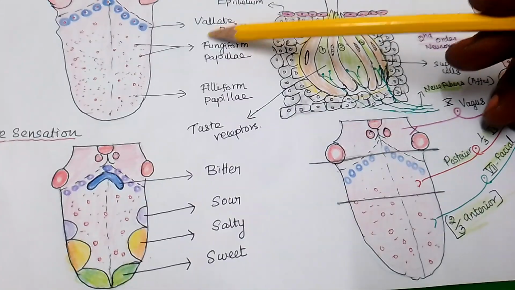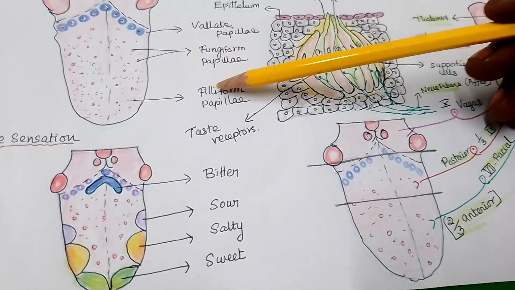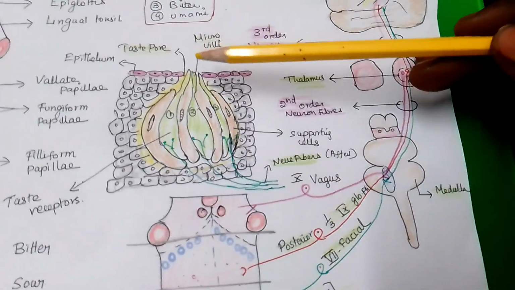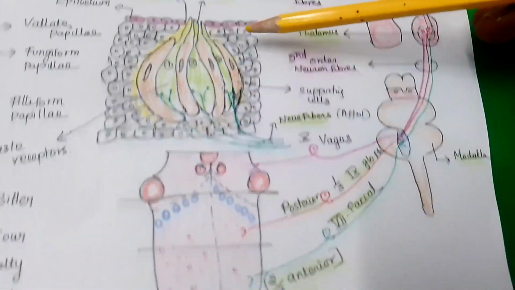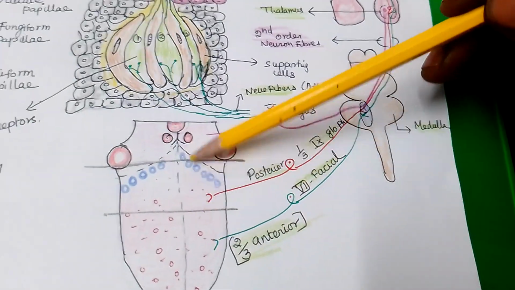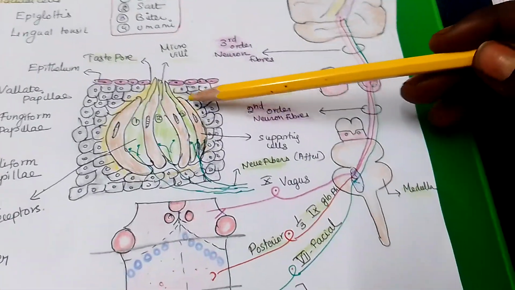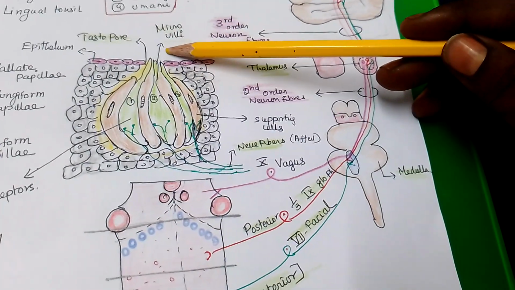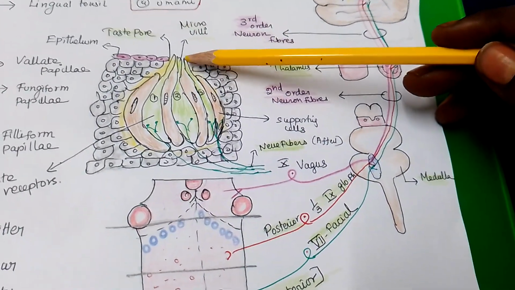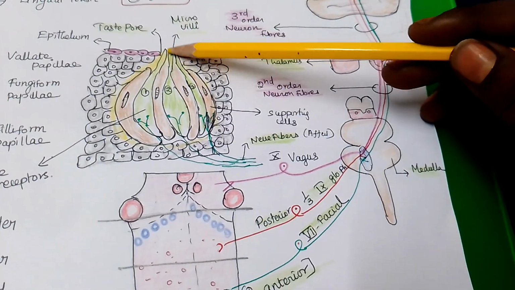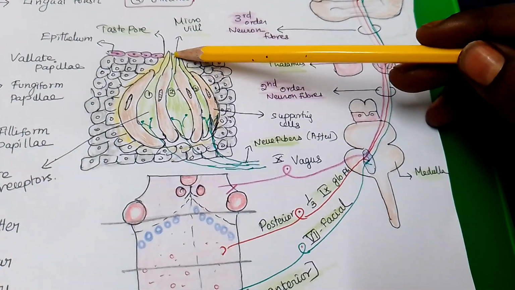Okay, now we have seen the different papillae. Each papilla has receptors, and receptors are oval in shape. So they are distributed in the papillae. What is the structure of the receptor? If you see, this is epithelial tissue. This projected part is called the microvilli. These are the taste pores. What is a taste pore? It is a hole where the microvilli are present.